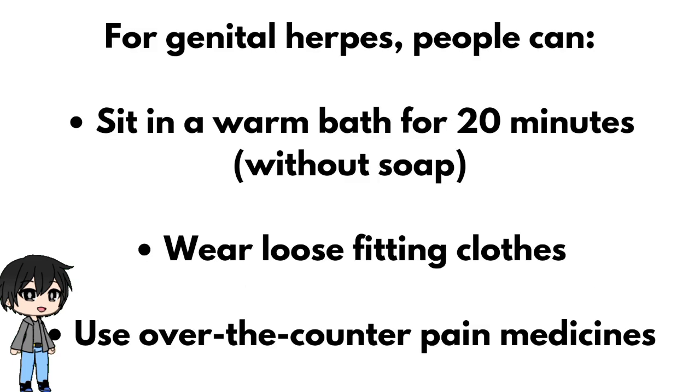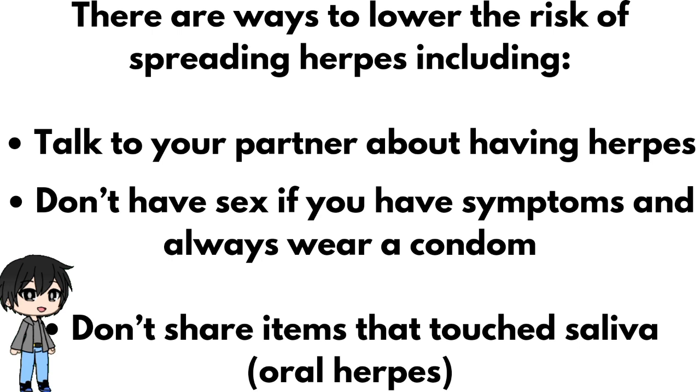For genital herpes, people can sit in a warm bath for 20 minutes without soap, wear loose-fitting clothes, and also use over-the-counter pain medicine. And also, there are ways to lower the risk of spreading herpes, including talk to your partner about having HSV, don't have sex if you have symptoms, and always wear protection. And lastly, don't share items that touch saliva, known as oral herpes.